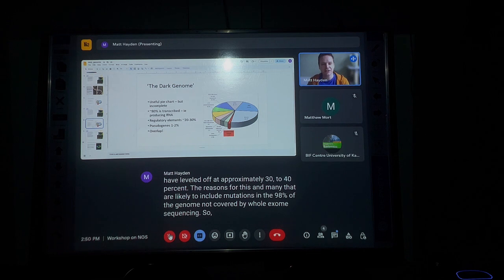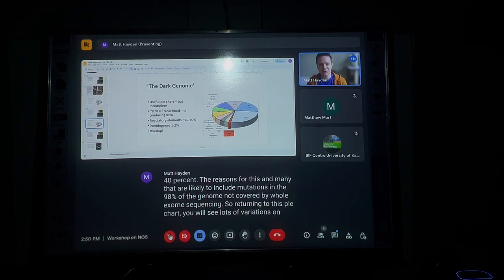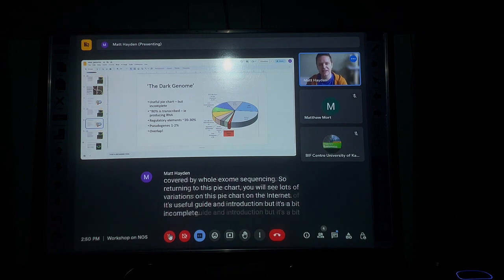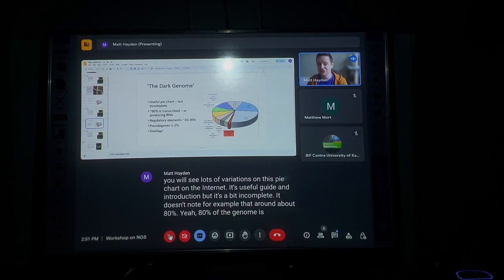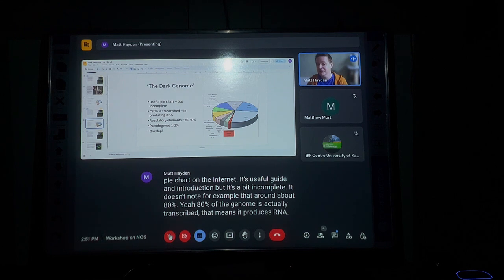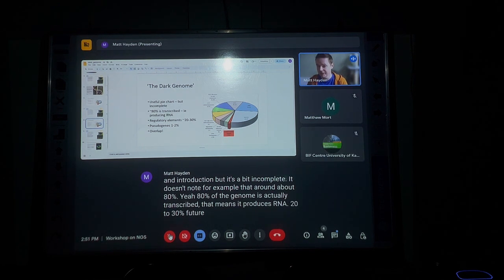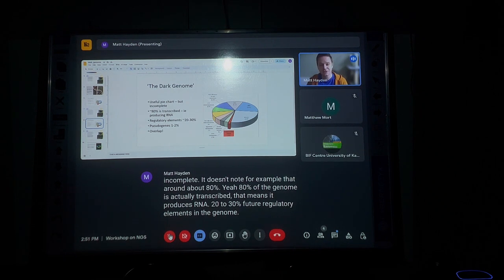So returning to this pie chart, you will see lots of variations of it on the internet. It's a useful guide and introduction, but it's a bit incomplete. It doesn't note, for example, that around 80% of the genome is actually transcribed. That means it produces RNA. 20 to 30% features regulatory elements in the genome. And pseudogenes take up 1 to 2%.